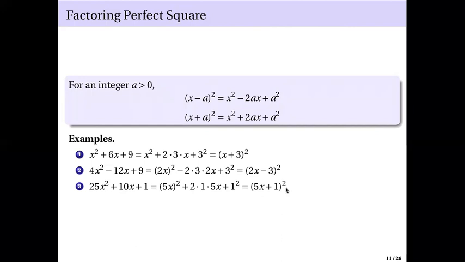Now, as I have said, if you cannot recognize immediately that this is a perfect square trinomial, this one and this one, and even these, even if the coefficient of x squared is 1, there are other methods to factor this type of expressions. So we will discuss them. The first way will be called factoring by grouping.